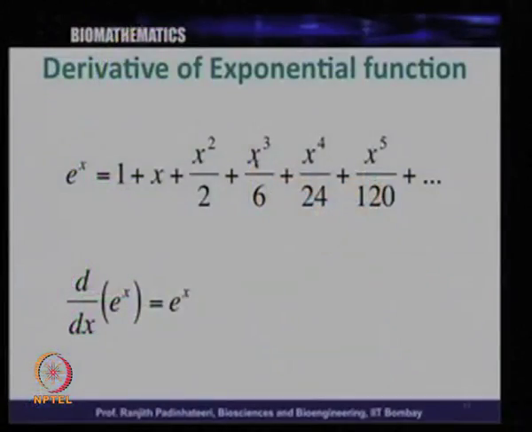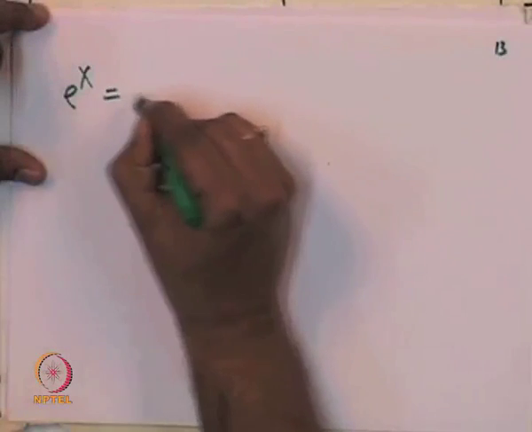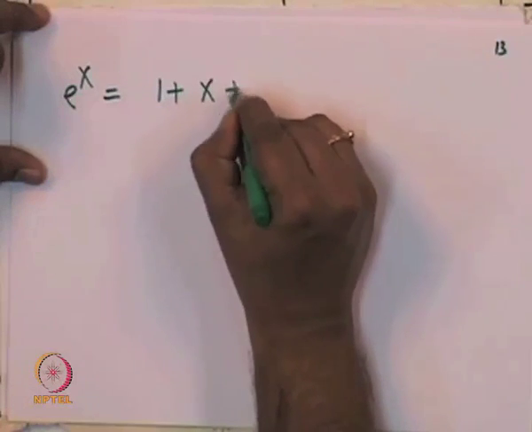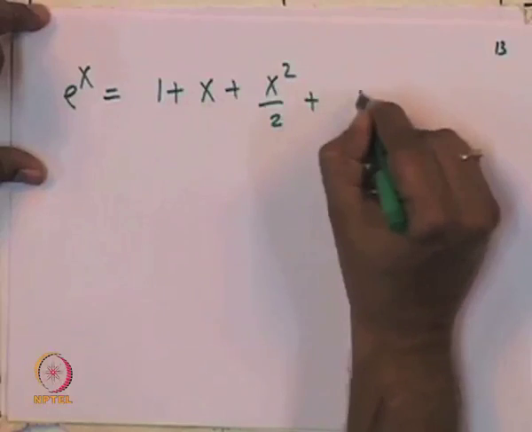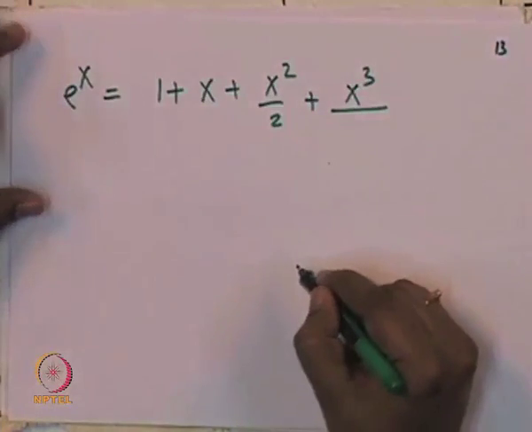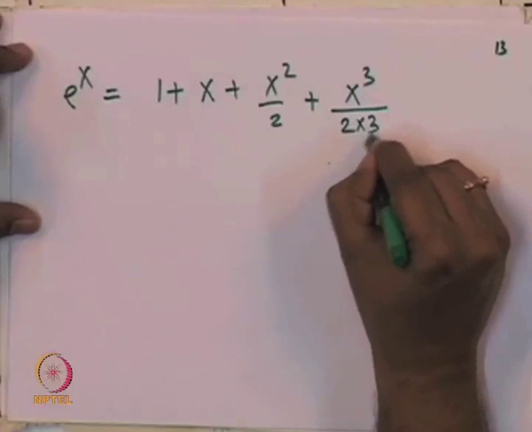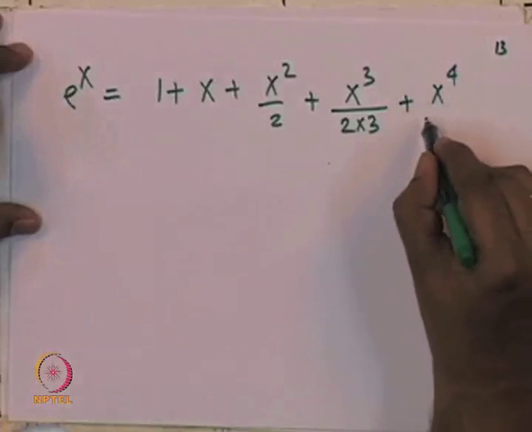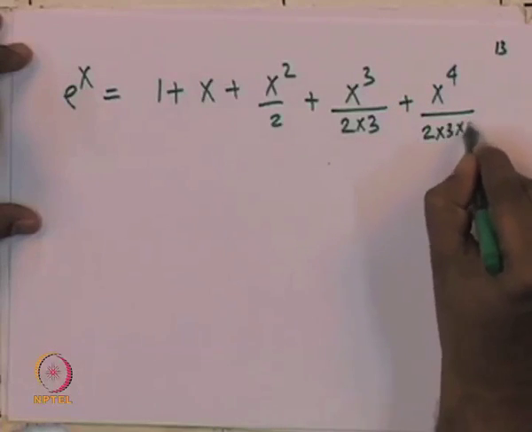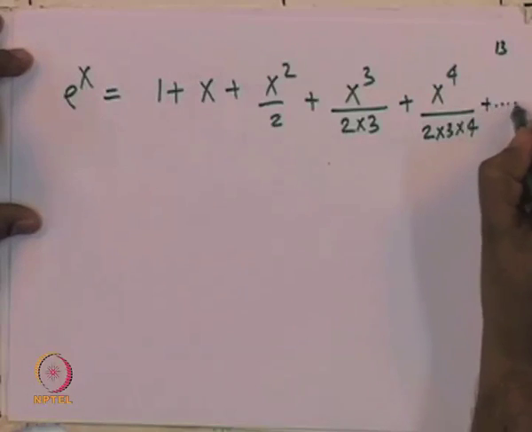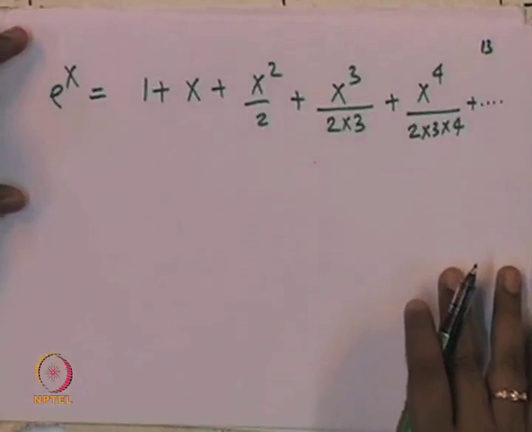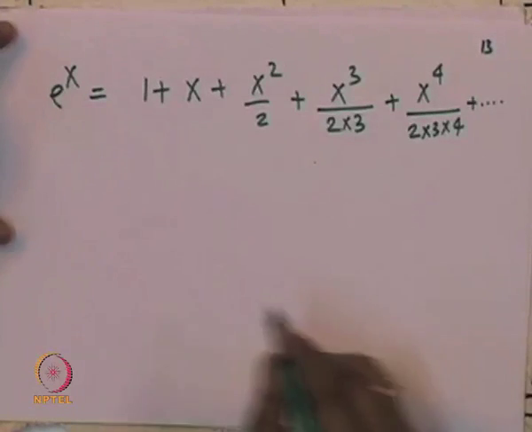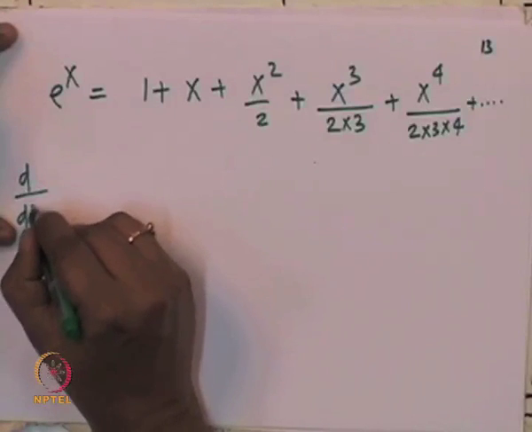So, as we know, e power x is nothing but, let me write this here. e power x is 1 plus x square by 2 plus x cube by 6. 6 can be written as 2 into 3, plus x power 4 by 24. 24 can be written as 2 into 3 into 4. This is 24, plus so on and so forth. This is the definition of e power x. Now let us calculate the derivative of e power x, that means d by dx of e power x.